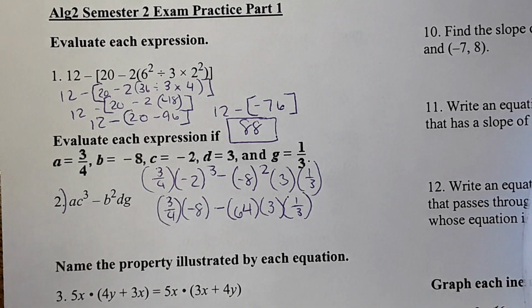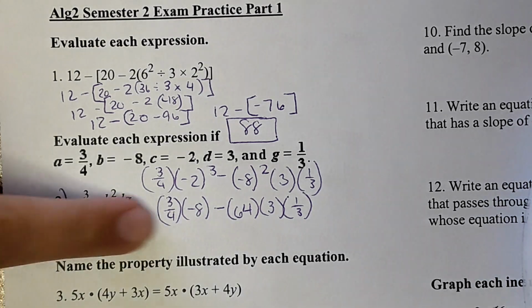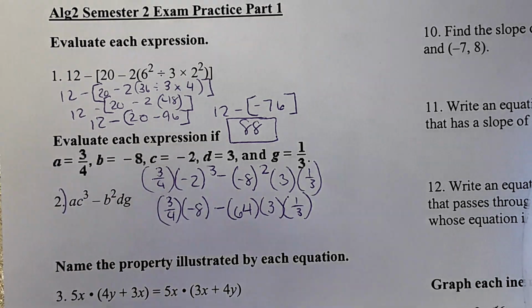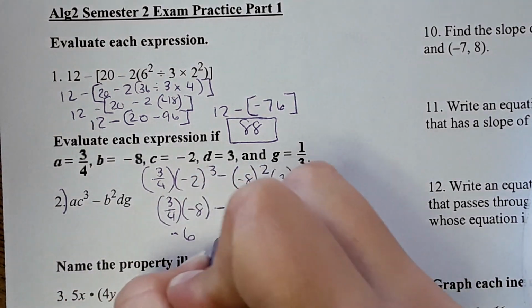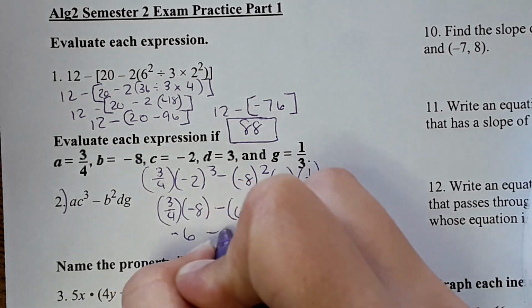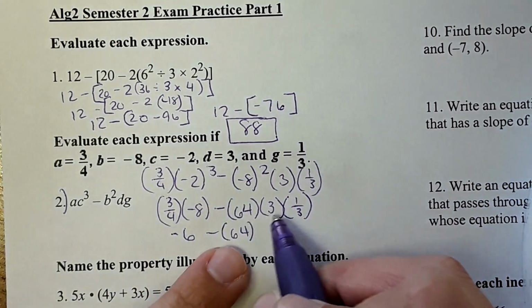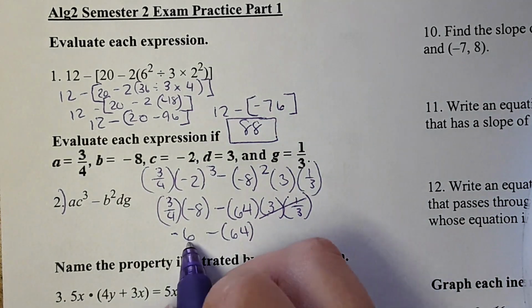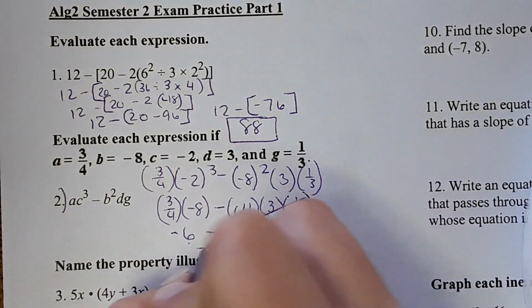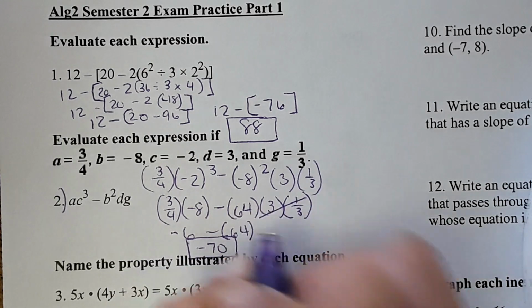And then we're going to work with the multiplication. 3/4 times -8. You could do that in a calculator. Comes out to -6. And then 3 times 1/3 is just 1. So just kind of cancel that out. -6 minus 64 is -70, and that is your answer.